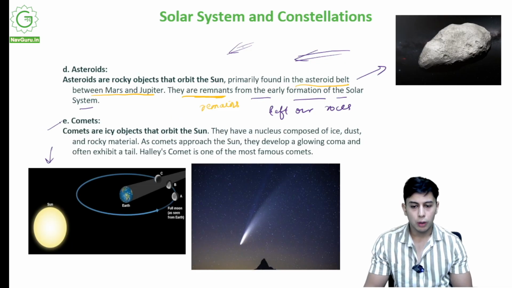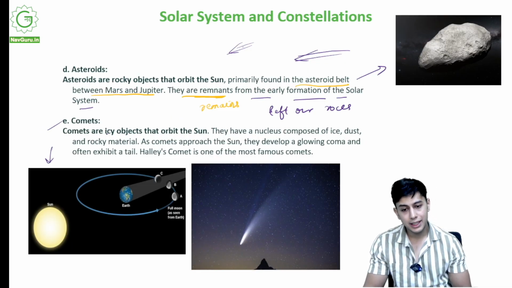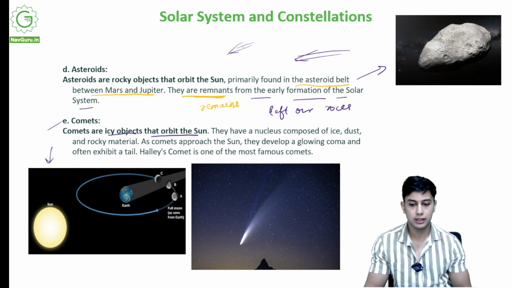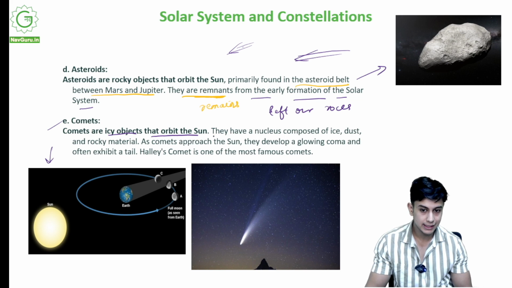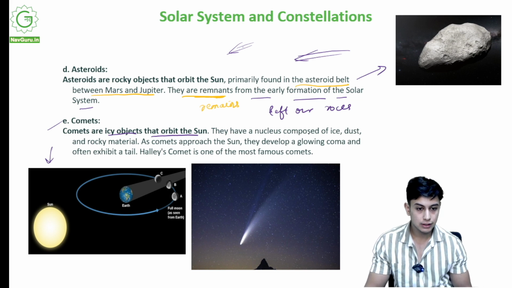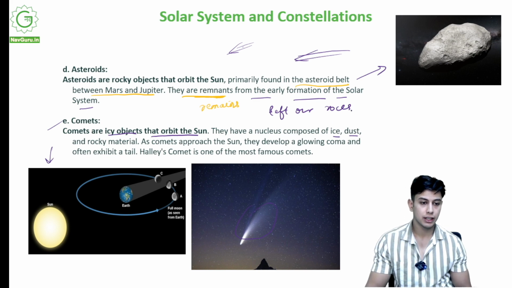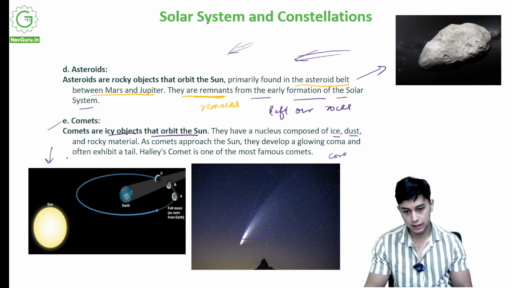Now we come to comets. What are comets? Comets are icy objects. Icy means very cold, icy objects that orbit the sun. These also orbit the sun, but these are icy. They have a nucleus composed of ice and dust. So this is a comet. It has a tail and this is like a rock going past the Earth. Its nucleus, its core, is made of ice and dust and other rocky material.